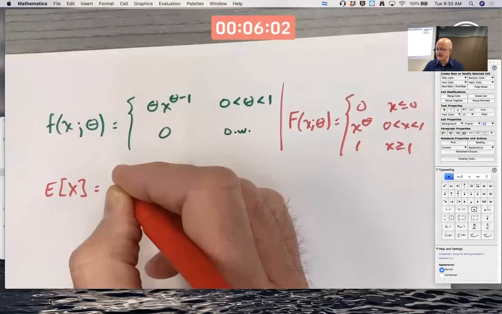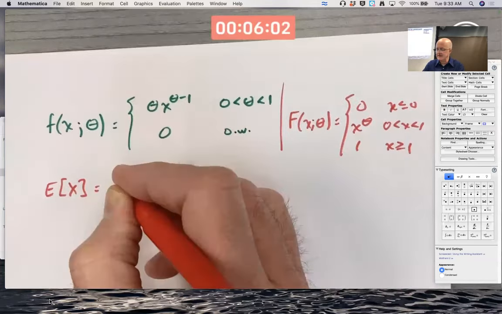It is a statistic, right? That's a function of the random sample. It's a random variable. Statistics are random variables. By this logic here, it's a natural thing to use to estimate theta.